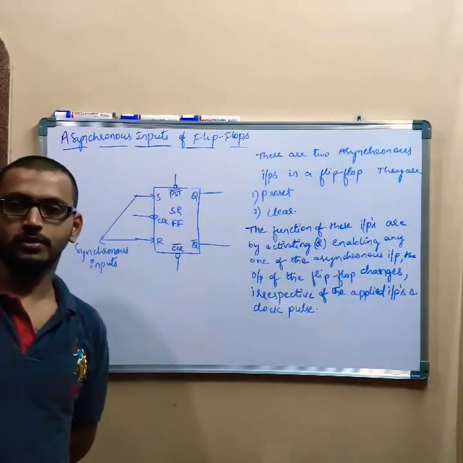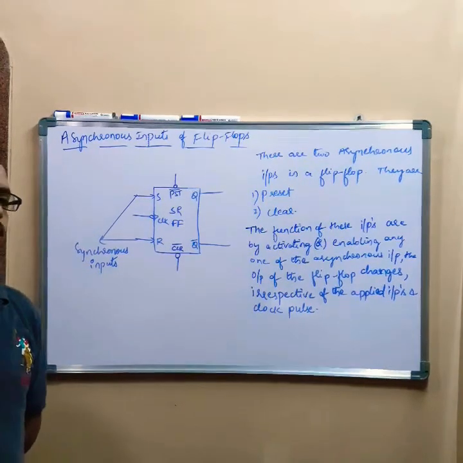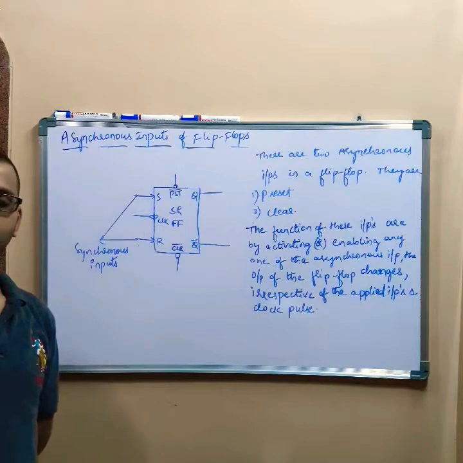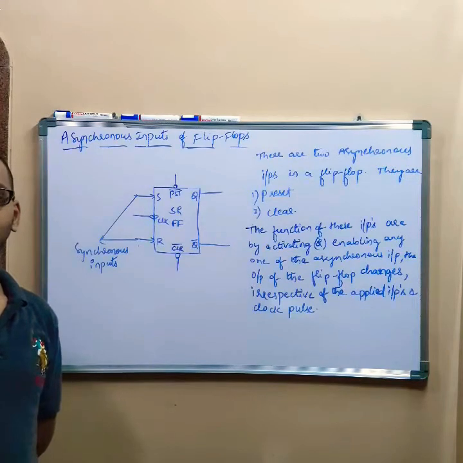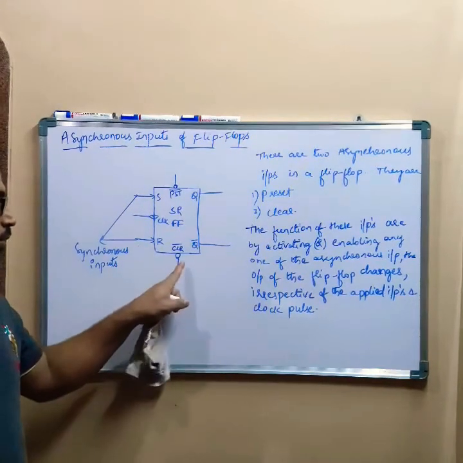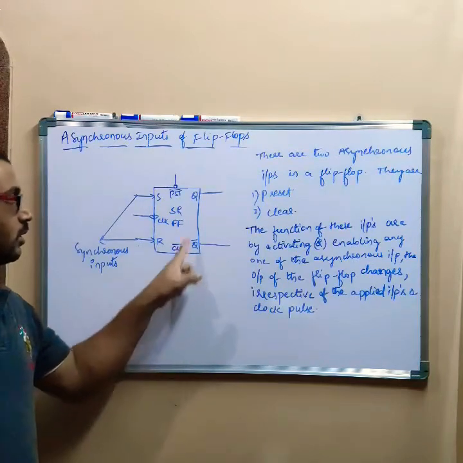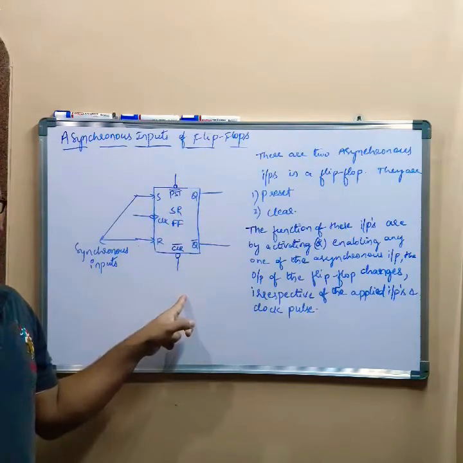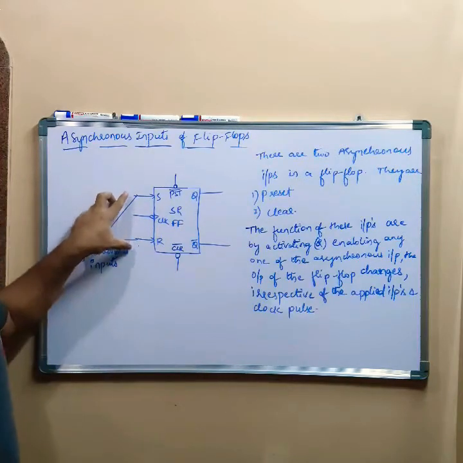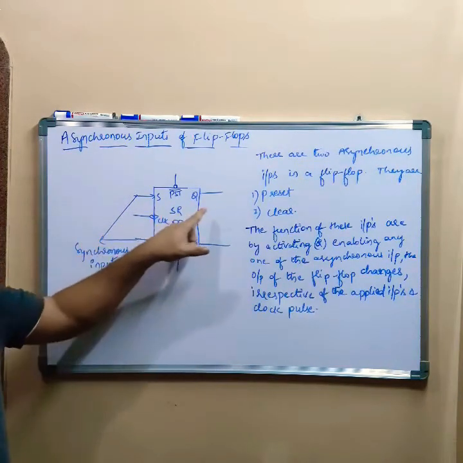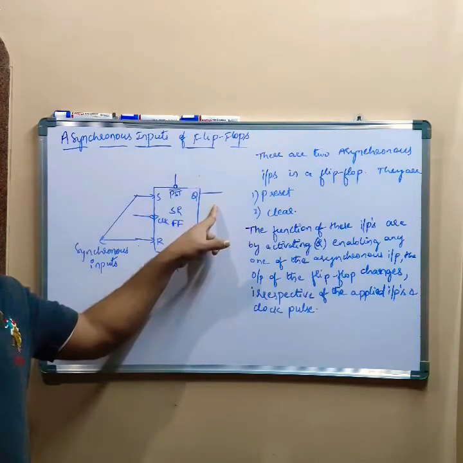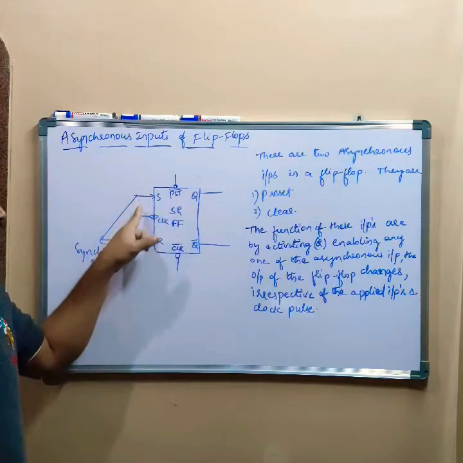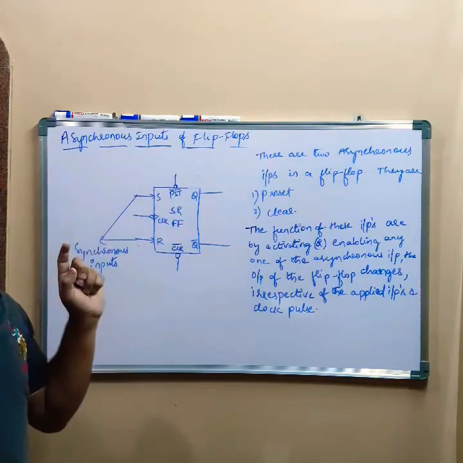The meaning of this is these are the inputs which are available in the flip-flop along with synchronous inputs. Whenever you enable any one of these two asynchronous inputs, irrespective of the applied inputs and the clock pulse, there will be an output in the flip-flop, either 0 or 1. The output changes irrespective of the applied inputs and the clock pulse.